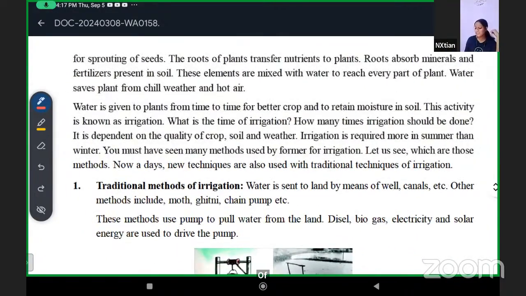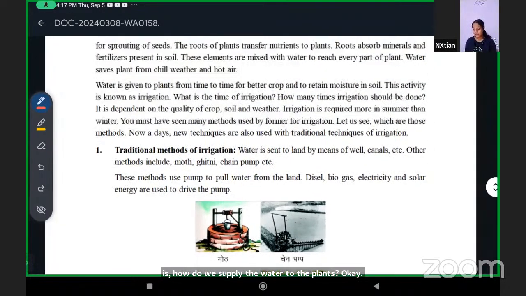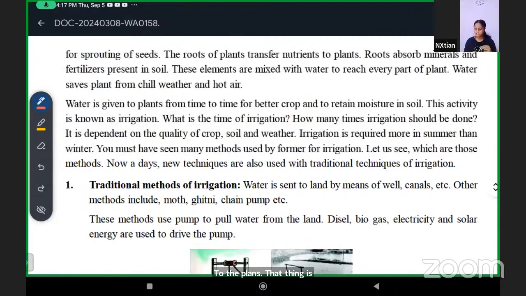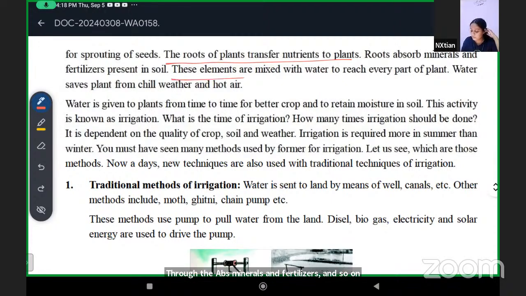Now, irrigation is how we supply water to the plants. In simple words, that is irrigation. The roots of plants transfer nutrients to the plants. How do plants get nutrients? They absorb them from the soil. Roots absorb minerals and fertilizers present in the soil. These elements are mixed with water to reach every part of the plant.